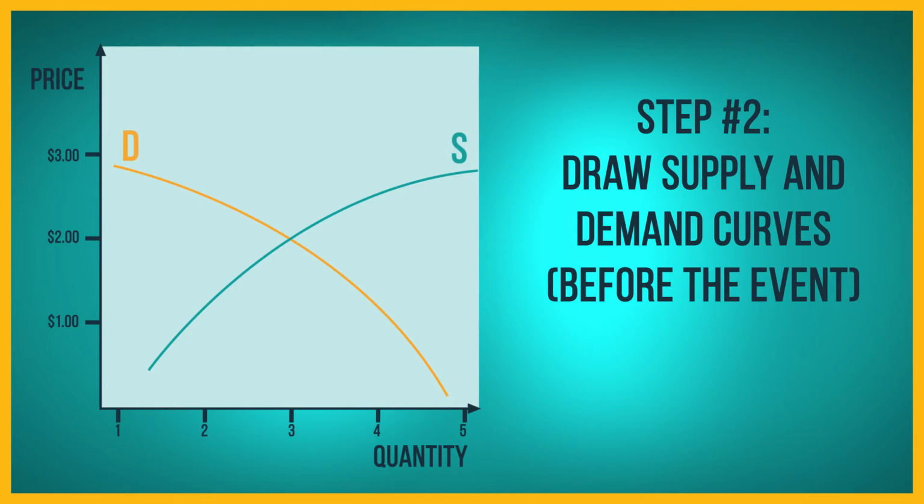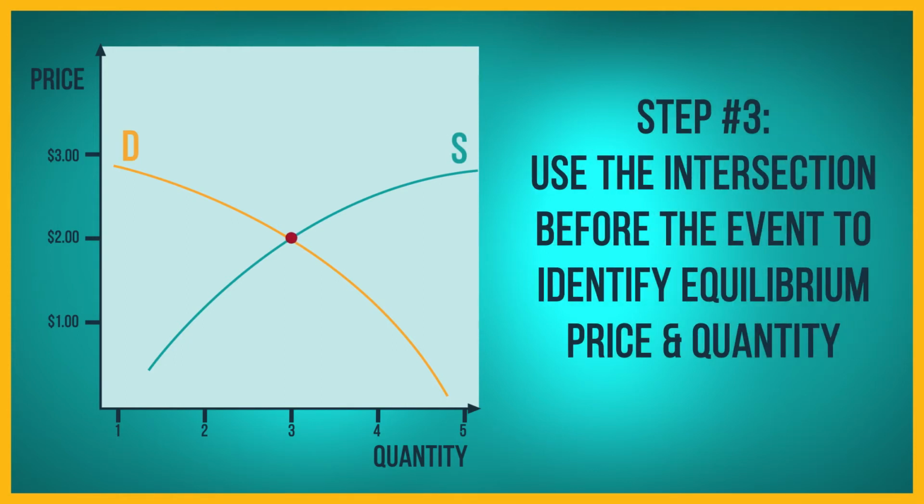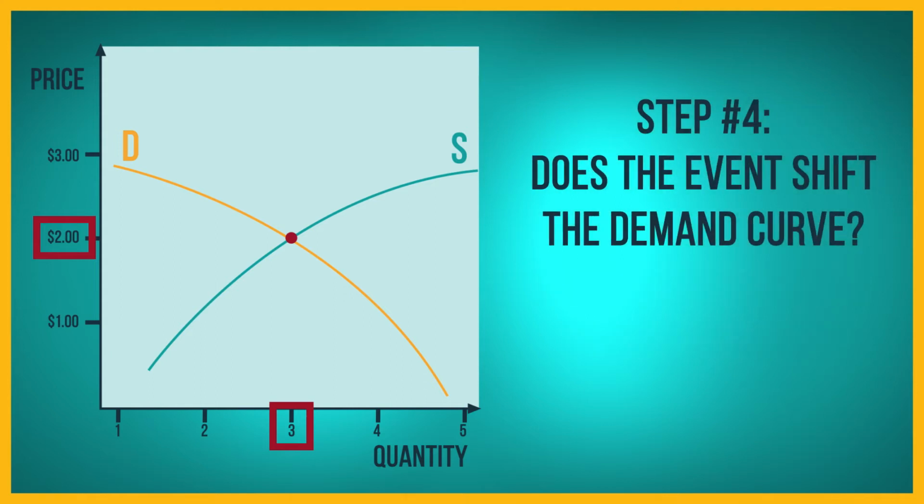Third, use the intersection of the supply and demand curves to identify the equilibrium price and quantity before the event occurs. Mark them on the axes. They are the initial values for price and quantity. Step 4. Identify whether or not the event shifts the demand curve for the good, and, if needed, draw a second demand curve showing the demand after the event occurs.